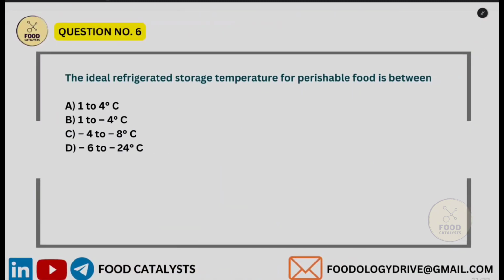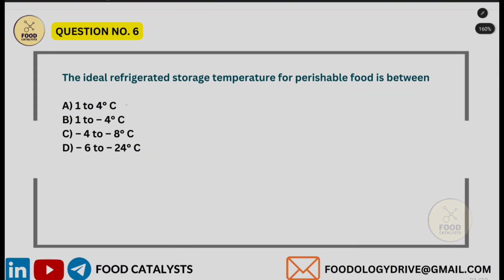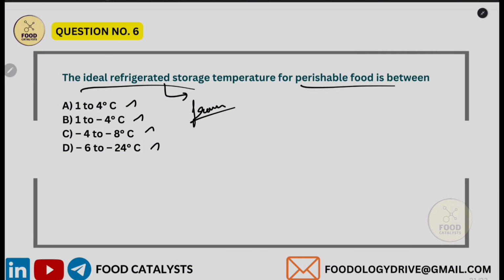Next question. Ideal refrigerator storage temperature for perishable food is given as what? And we have 4 options: 1 to 4, 1 to -4, -4 to -8, -6 to -24. See here, it's refrigerator storage. So for ideal refrigerator storage, they have asked about freezing storage temperature. It's refrigerator storage for perishable food.